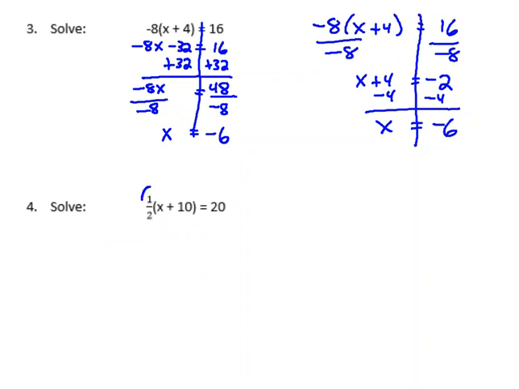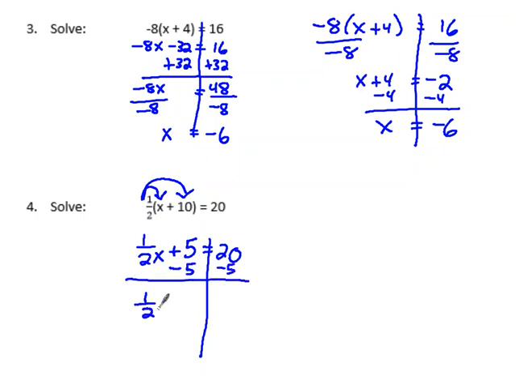Okay, distributing a half to both of these two pieces. That's going to get me 1/2 x, and a half of 10 is 5. I'm going to do the opposite of adding 5, which is minusing 5. 20 minus 5 is 15. I'm going to divide by 1/2. 15 divided by 1/2 is 30.